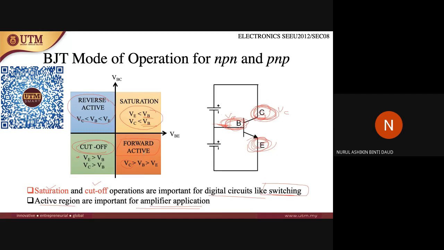Okay, so this active region is very important for amplifier applications. You can see that for reverse active, the voltage at the emitter is larger compared to the other two. For forward active, the voltage at the collector is bigger compared to base and emitter. It means that you are amplifying the currents or the voltage. So the active region, both reverse and forward, can be used in amplifier applications.